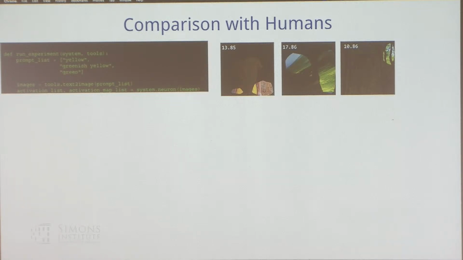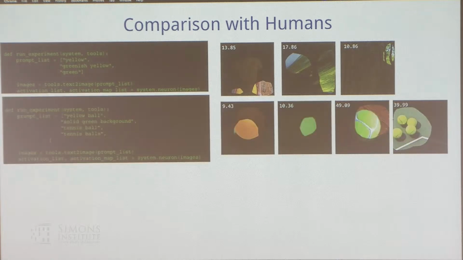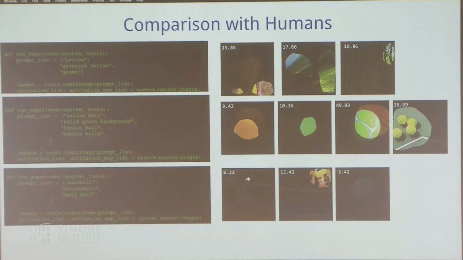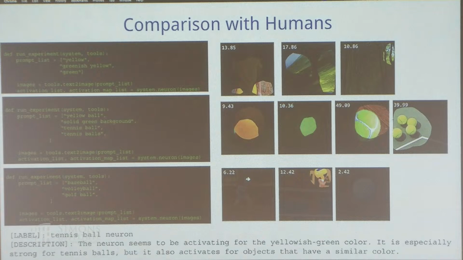First, they test for color by writing prompts to images that are yellow, greenish yellow, or green. Then they test tennis balls. And then they test whether maybe other types of balls also activate the neuron. So you see similar behaviors in human labelers who conclude also that this is a tennis ball neuron.